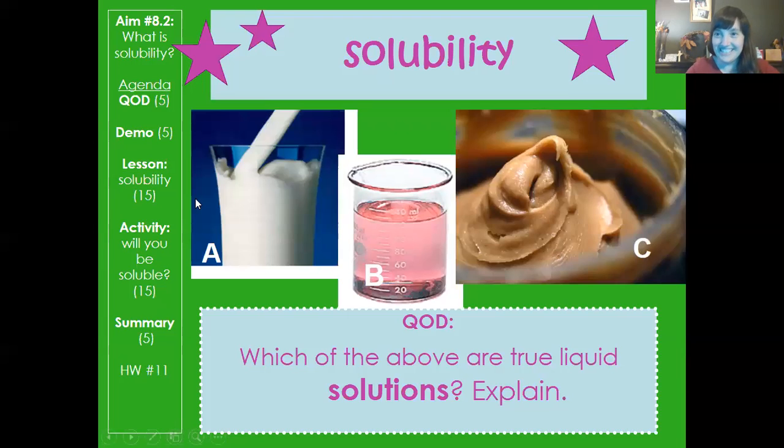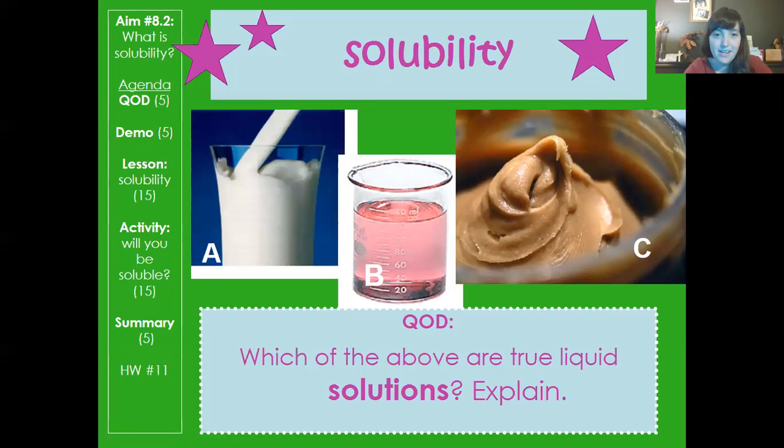Yes, okay, great. All right, so today's aim is 8.2. What is solubility? And I'll talk you through the demo. We'll do the question of the day. I'll go over the homework from the night before, homework 10, and then the lesson, and then I'll show you what the activity would have been like if we were in class, and then the homework is homework 11. So the question of the day is, which of the above are true liquid solutions?